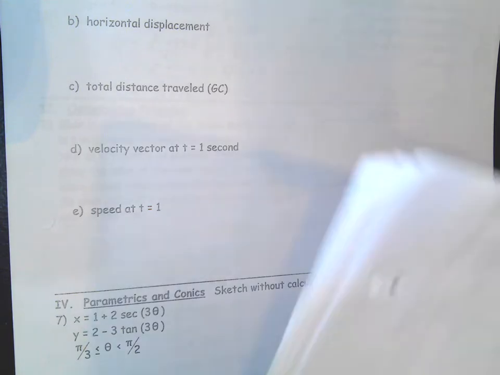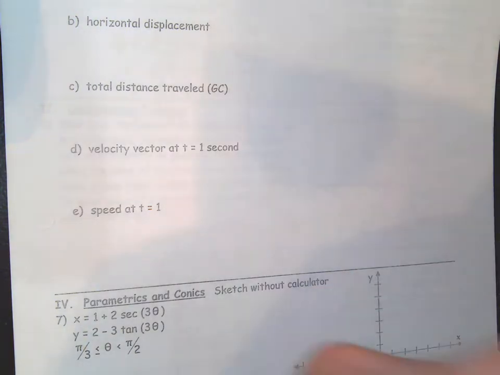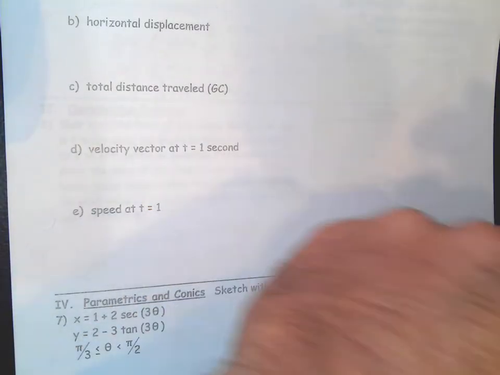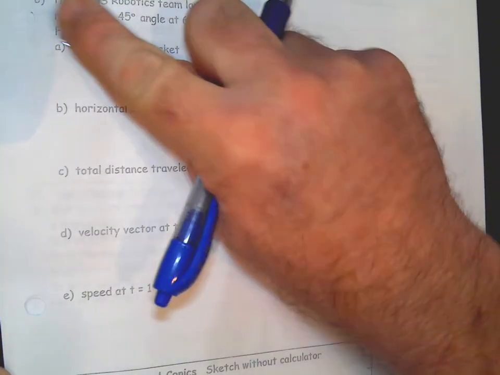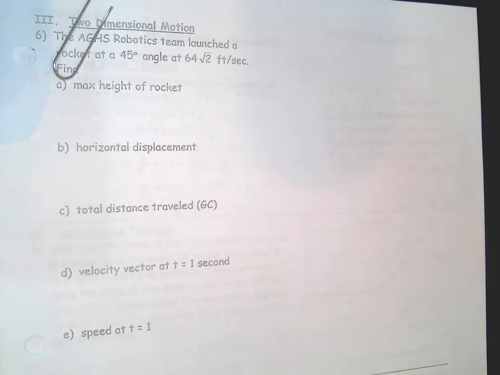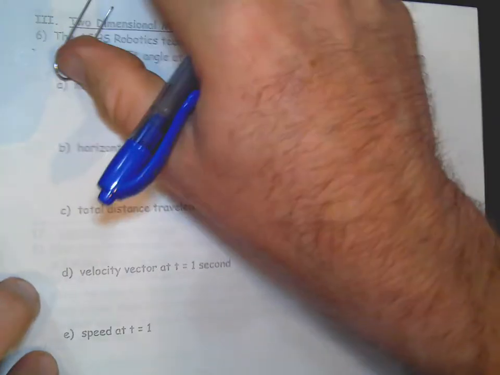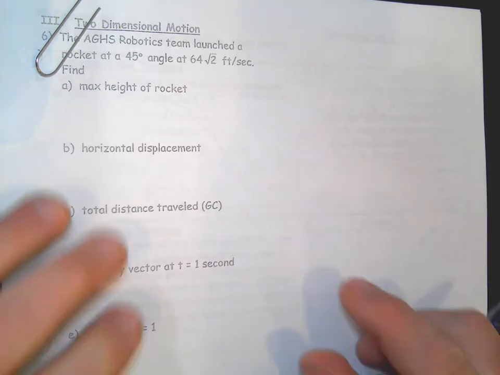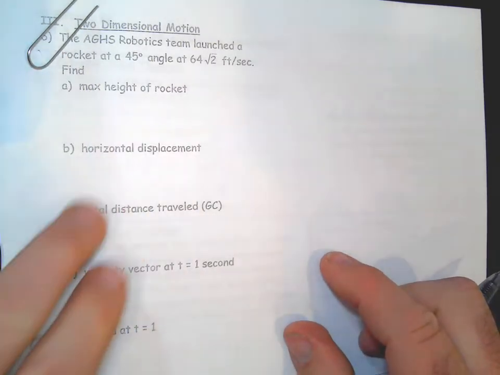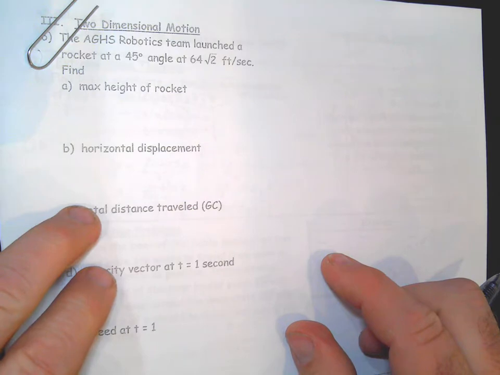Number 6 is a gravity problem. Now, at some point, I might have to stop this recording because I might run out of space and do a separate one just because it seems like it's going to be long. Robotics team launched a rocket at 45-degree angle at 64 root 2 feet per second.